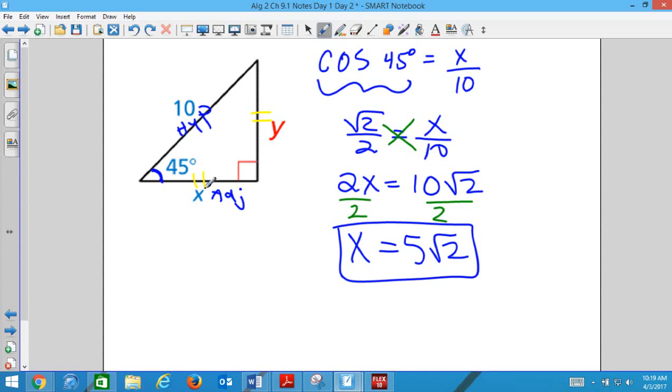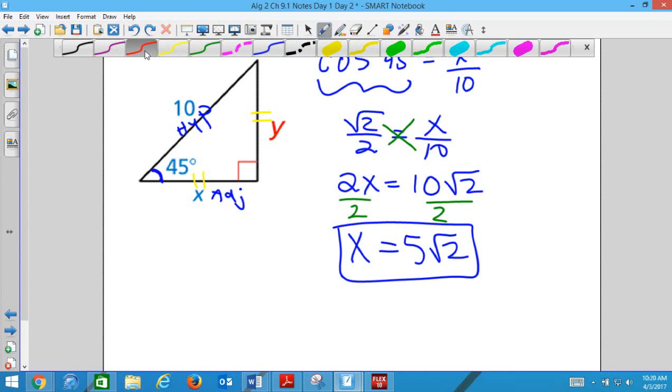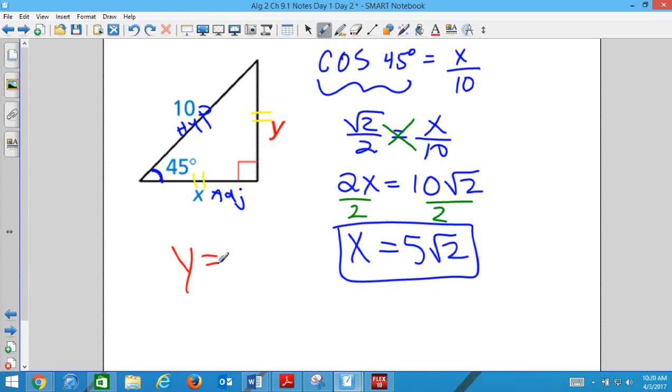So I don't have to do the work for y. You can totally do the work for y, you don't have to. Y is going to be exactly the same as x. So once you find x, if you found it correctly, then y would be the same. But if you found x wrong, then you're going to get both wrong. So just set that. All right, there's two that you try.